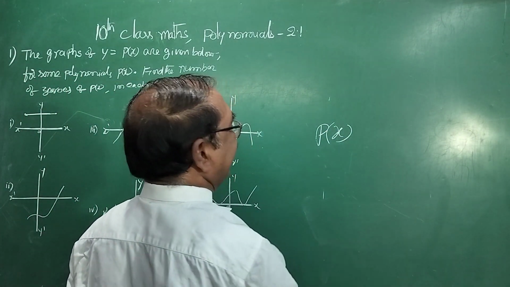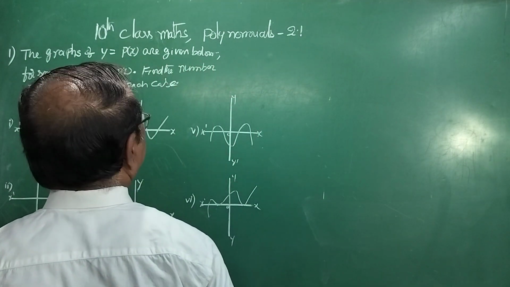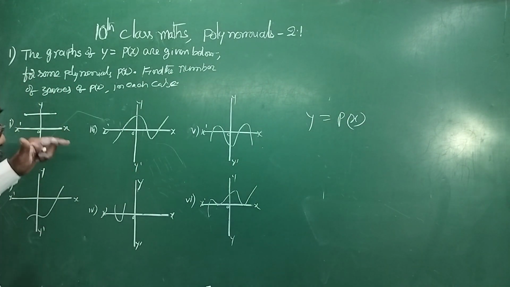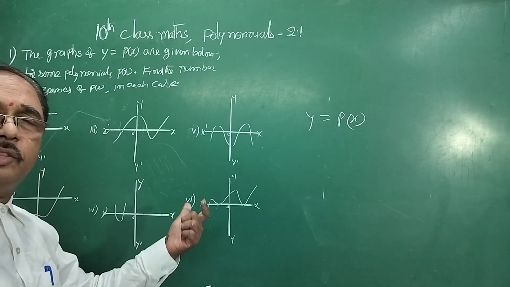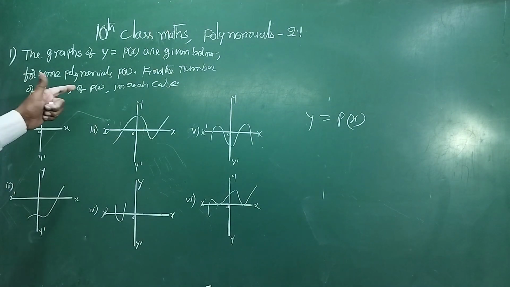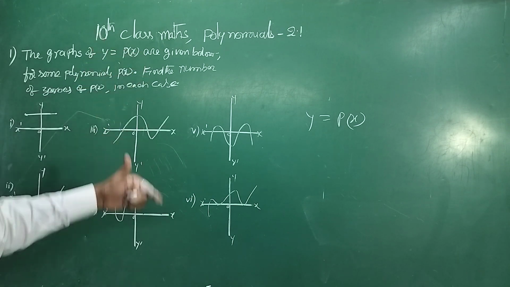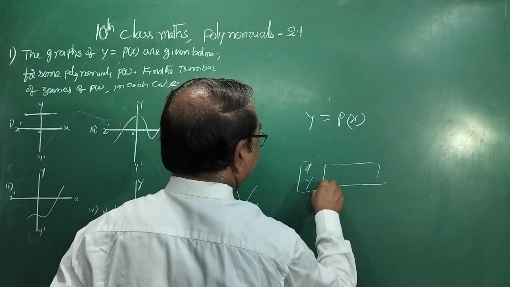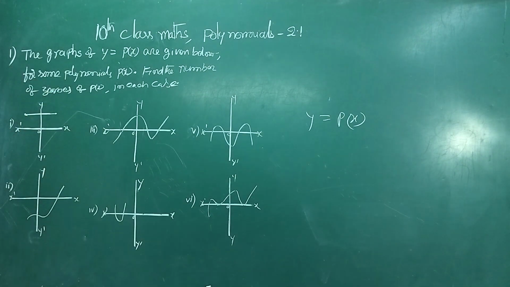Polynomials are in x terms. P of x. Yes, y is equal to p of x. How to draw the graphs, I will tell you later, in the next exercises. With this equation, we can write the table of x and y, and like that we can prepare the table. After preparing the table, we can draw this graph. I will tell you in the next exercises.